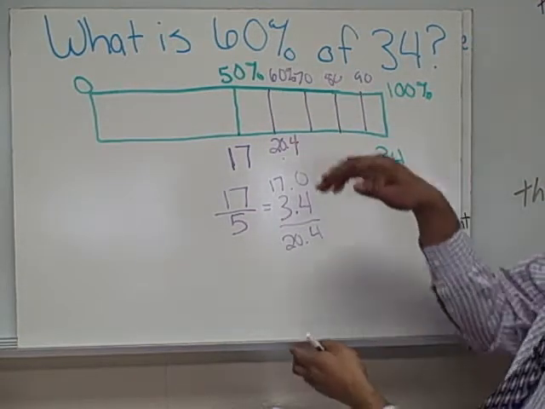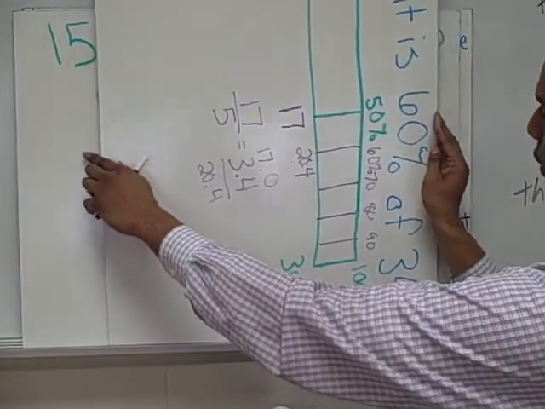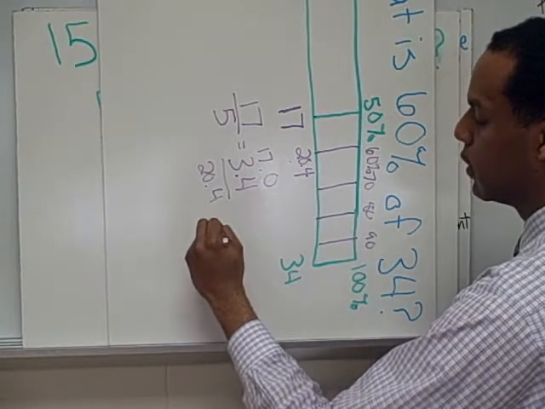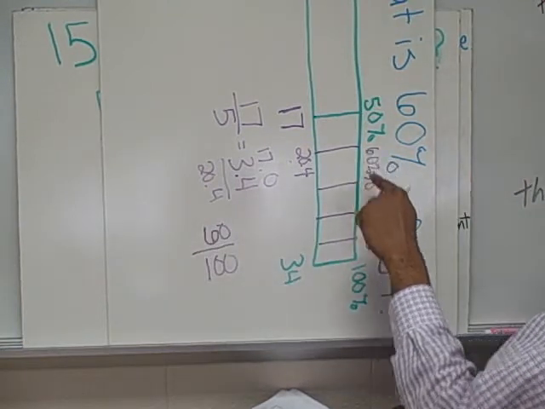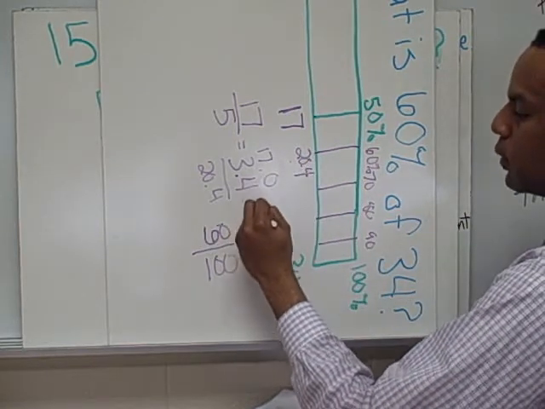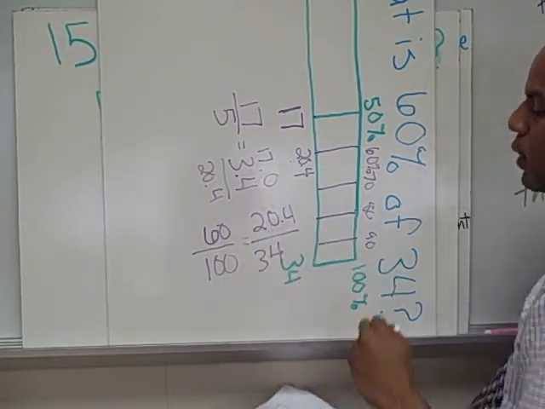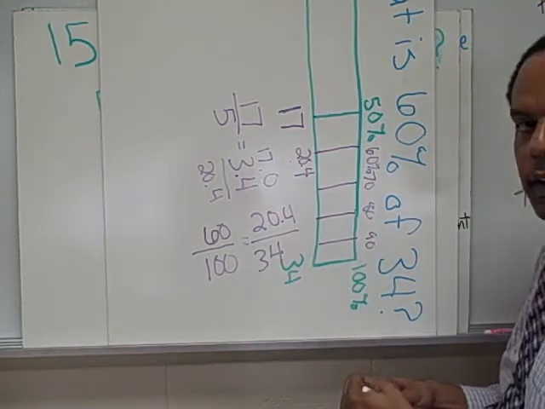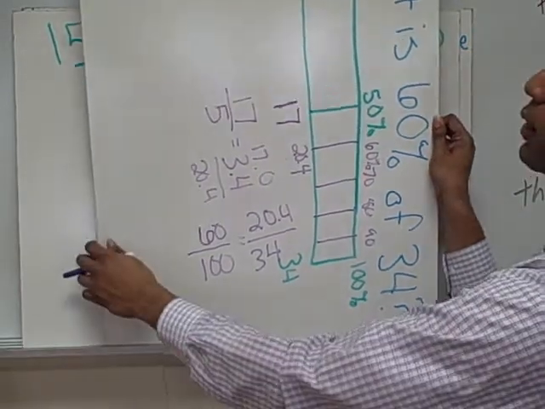Now, if I want to show this as a proportion, all I have to do is flip this, and I can write it as 60 over 100. Because you see I have my 60 and my 100 right here, and I can say that this equals 20.4 over 34. So those are two ways that we could find what 60% of 34 would be.